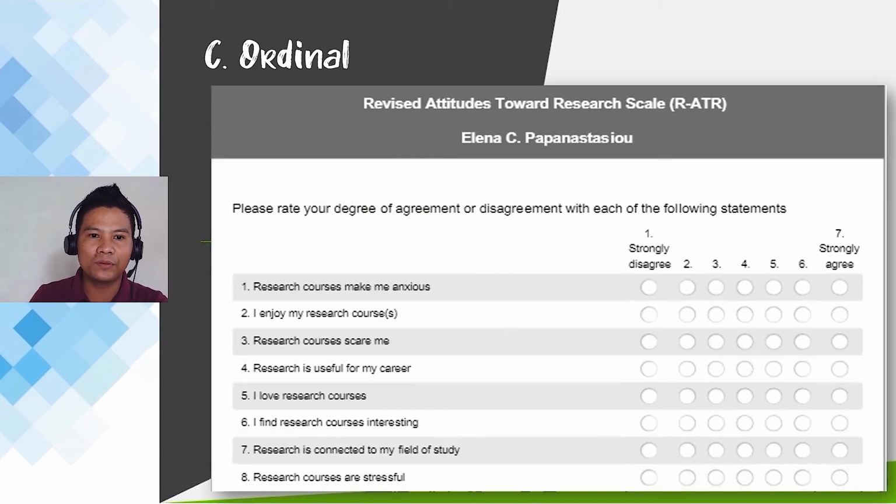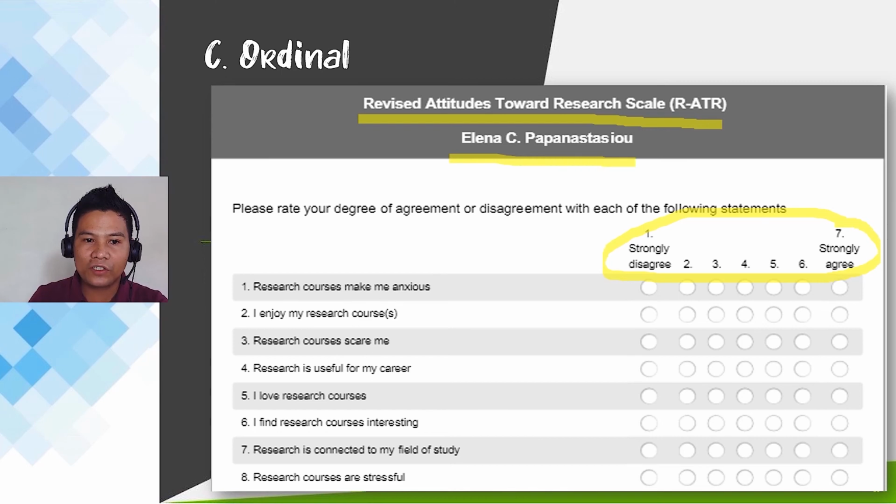Look at this example. This is an example of an ordinal. This is a revised attitudes toward research scale by Elena C. Papanastasiou. The instruction, please rate your degree of agreement or disagreement with each of the following statements. If you are among those who will answer this, you will notice that you are asked to rate each statement. Example 1. Number 1, research courses make me anxious. So maybe you may say strongly agree. So you have at least 7 choices.